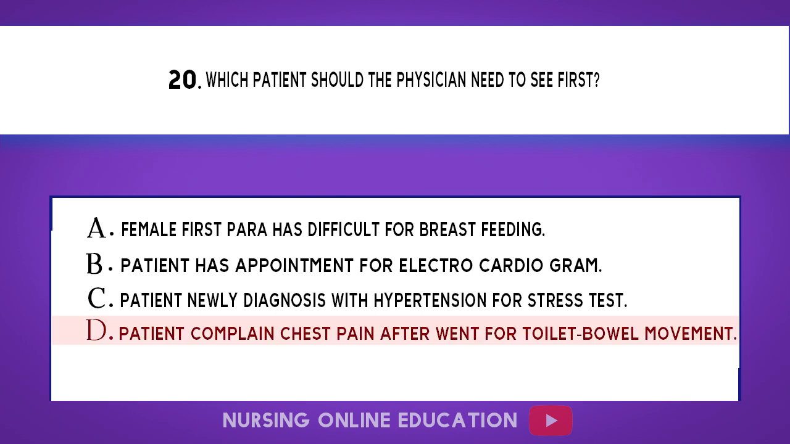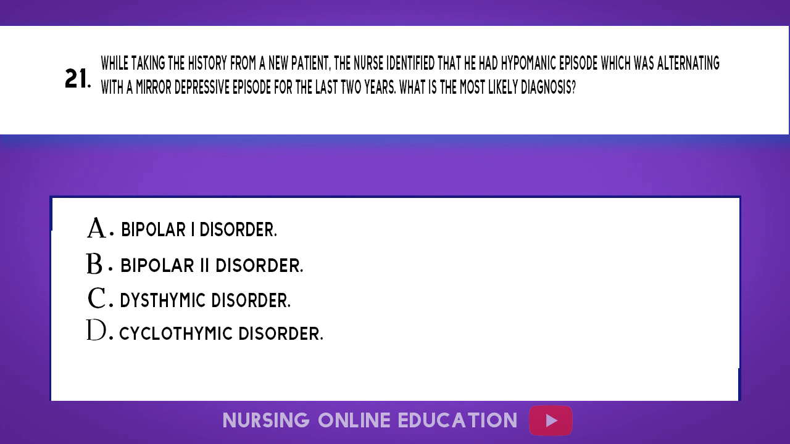The answer is option D. Patient complained chest pain after went for toilet bowel movement. 21. While taking the history from a new patient, the nurse identified that he had hypomanic episode which was alternating with a minor depressive episode for the last 2 years. What is the most likely diagnosis?